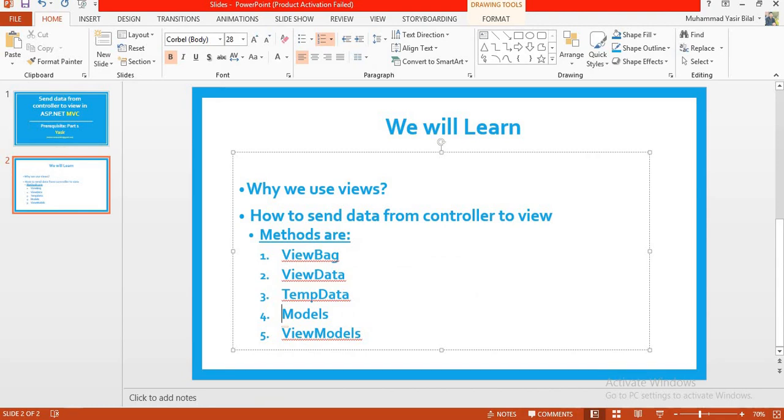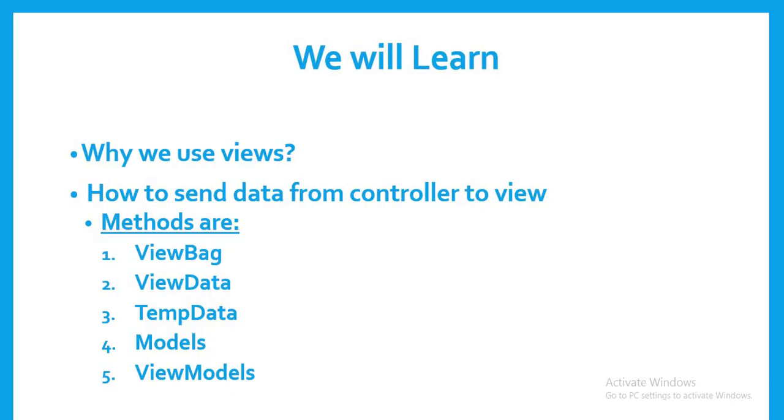We have learned different methods to send data from controller to view. The first ones were ViewBag, ViewData, TempData, then models, and in the next video sessions we will discuss what view models are, and they also provide compile time error checking. But for now we have understood why we use views and what are the methods that we can use to send data from controller to view.